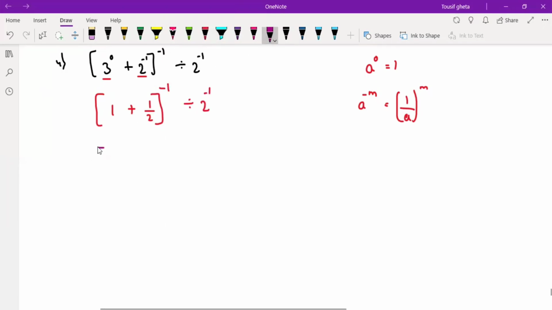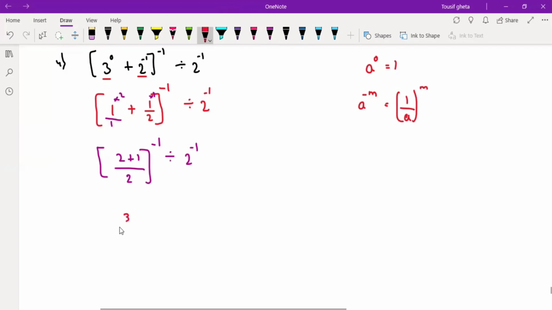Now, the first and the second term are in the form of a fraction. For the first term, there is nothing in the denominator, so we're going to consider it as 1. So our LCM will be 2. We're going to multiply the first term with 2, the second by 1. So 2 plus 1 whole to the power of minus 1 divided by 2 to the power of minus 1.